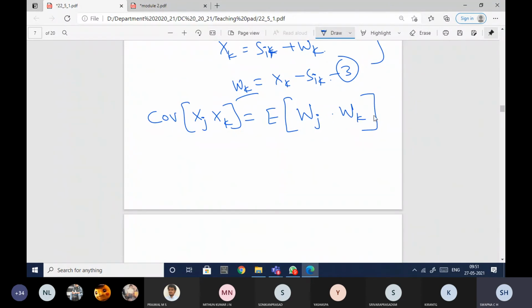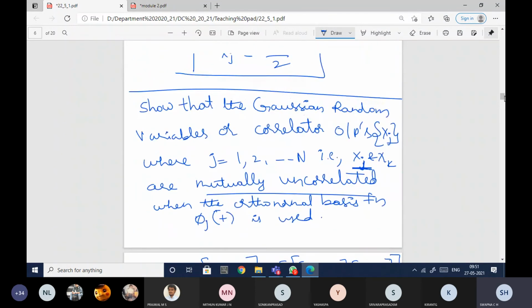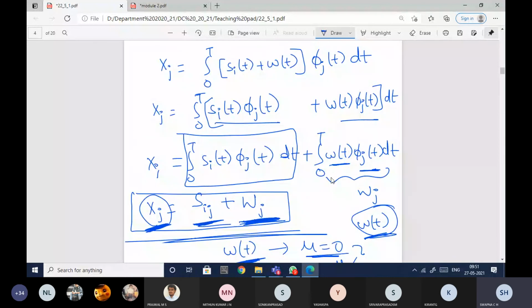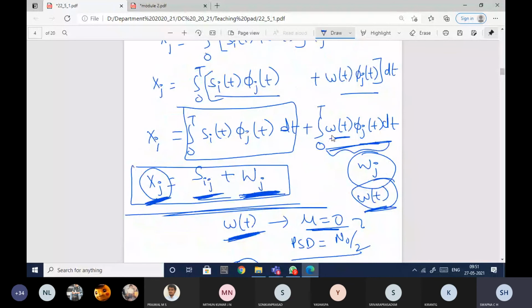So this is what Wj and Wk are. But what is Wj? Just recall, instead of some equation we have represented it as Wj. So the same thing I'll write here. Wj is nothing but W of t multiplied with phi j of t, integrated from 0 to t dt.